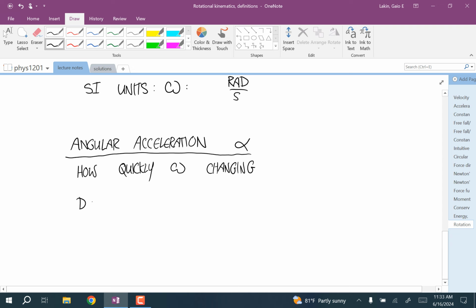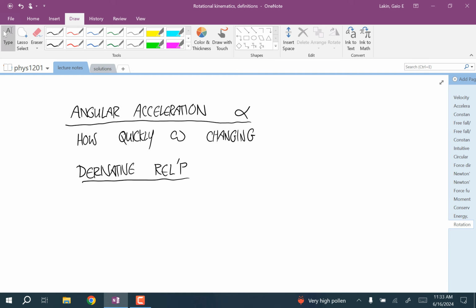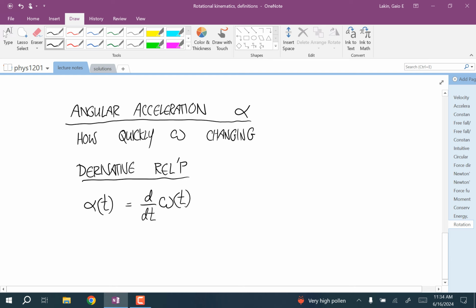We're going to give a derivative relationship to define the angular acceleration. And that is that alpha as a function of time is the derivative with respect to time of omega. Both of these derivative relationships are in that list of those 5 important ones that I've been giving through this whole class.